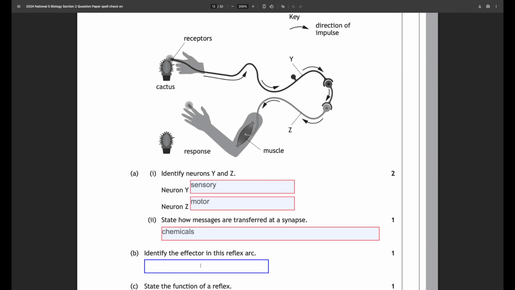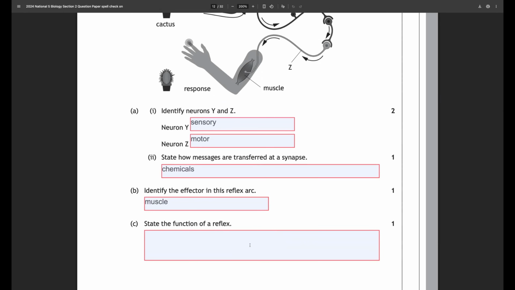And our hands, or any part of our body, is moved due to muscle contraction, okay? And so we look at the diagram, it's the muscle there that's causing the response. It's the effector that's causing the arm to move, okay? Sometimes the effector is also a gland, but in this particular diagram, it's the muscle that's labelled, so that's the one we're going with.